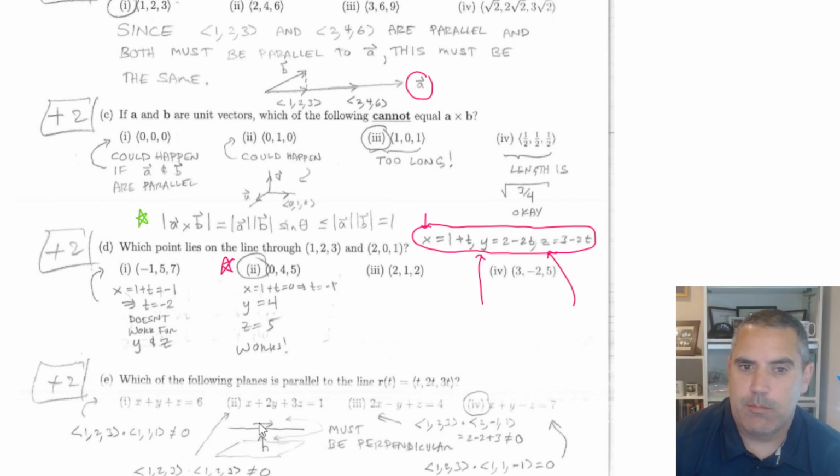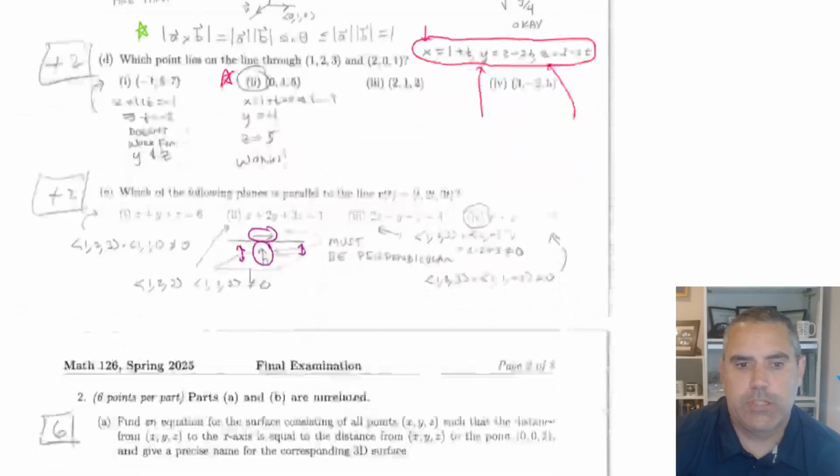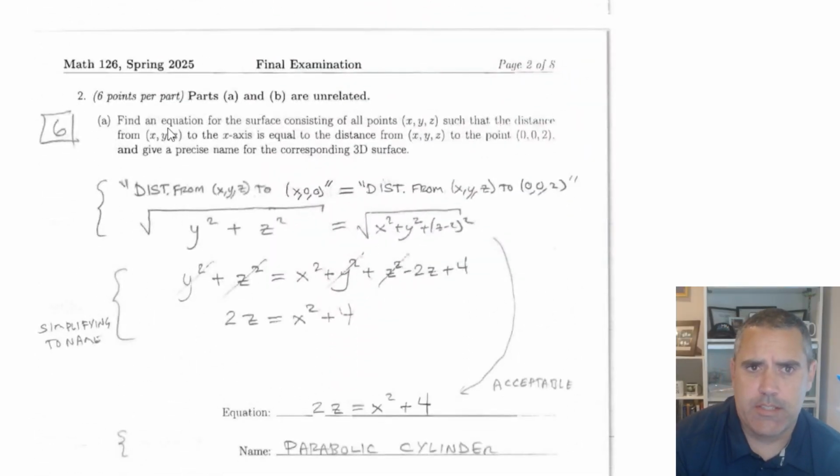We want the plane to be parallel to the line, meaning that it's always the same distance away. And that means the direction vector actually is perpendicular to the normal. So that's the easiest way to test: I wanted (1, 2, 3) to be perpendicular to the normal. And the only one where that was true was the last one. Okay, let's keep going. We had a translation question.